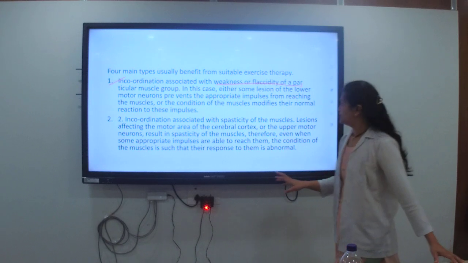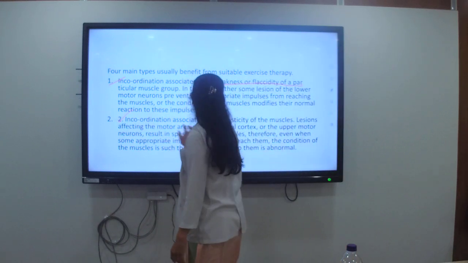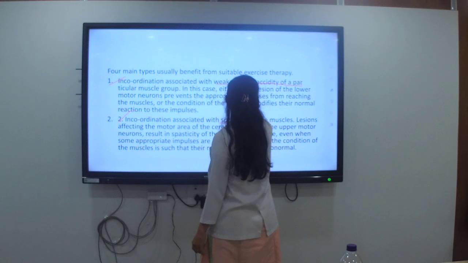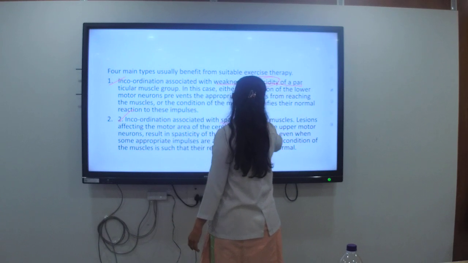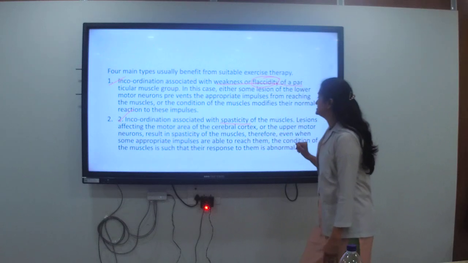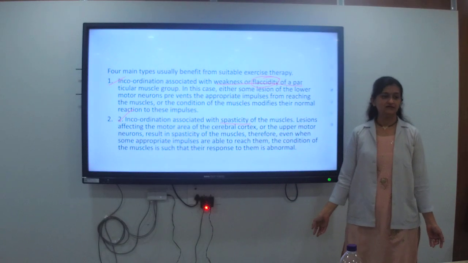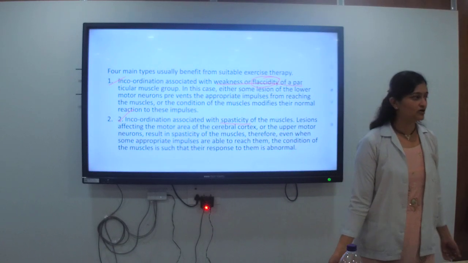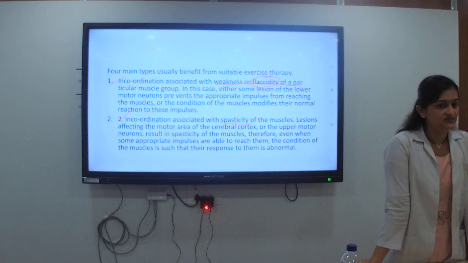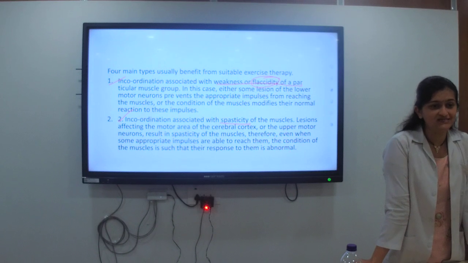Now the second cause is spasticity, which is totally opposite of flaccidity. So what is spasticity? Spasticity is nothing but an increase in tone. Can anyone tell the meaning of spasticity, the meaning of flaccidity, or where you can see all this?